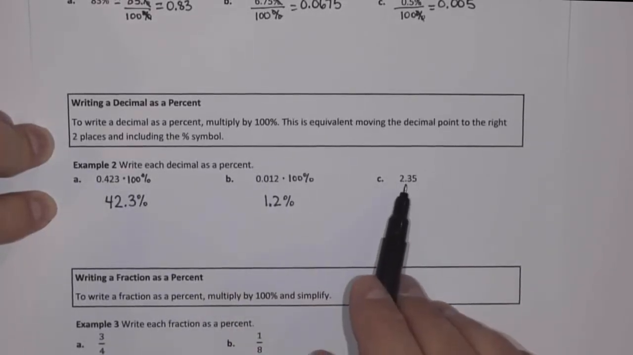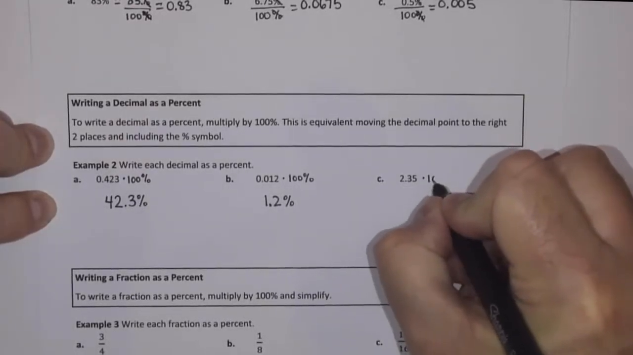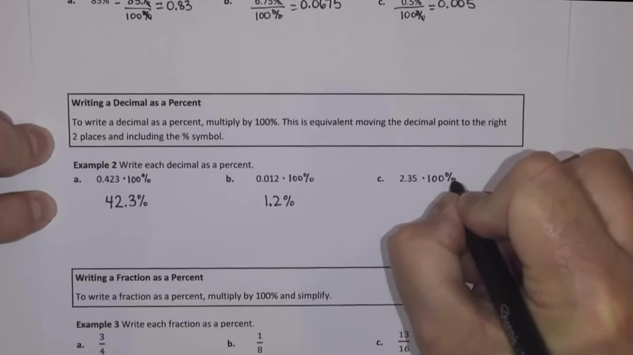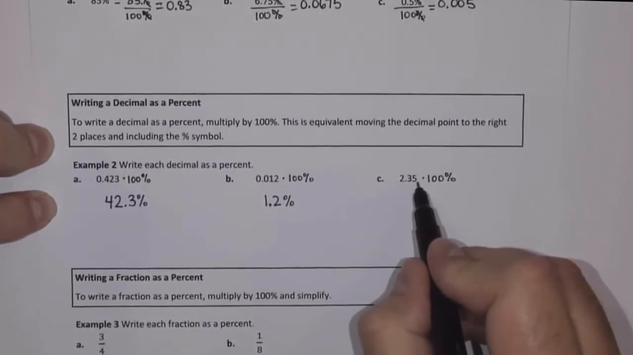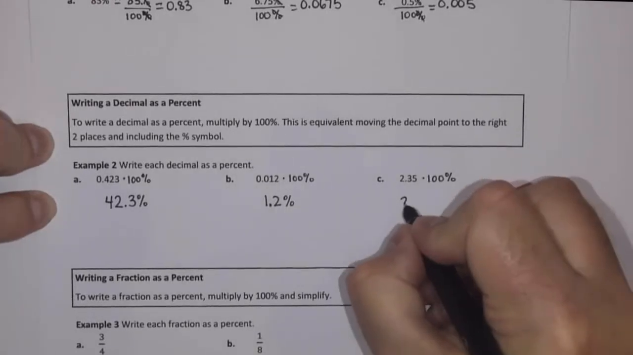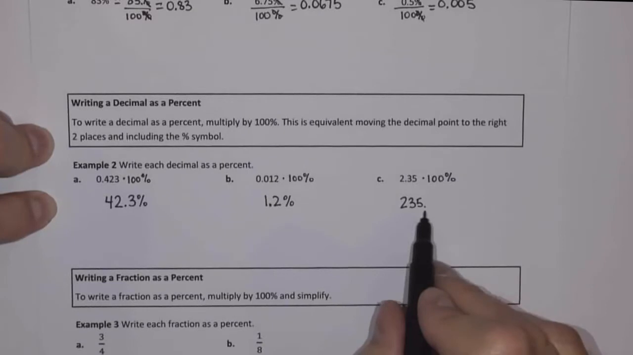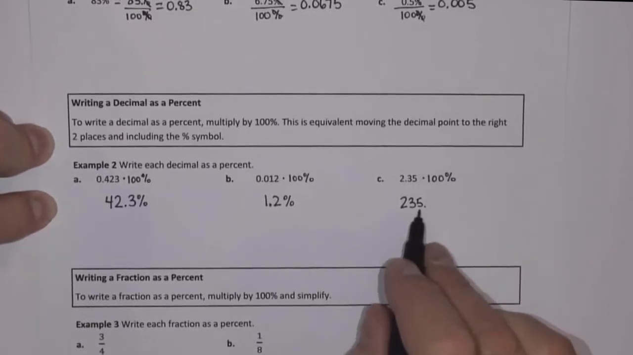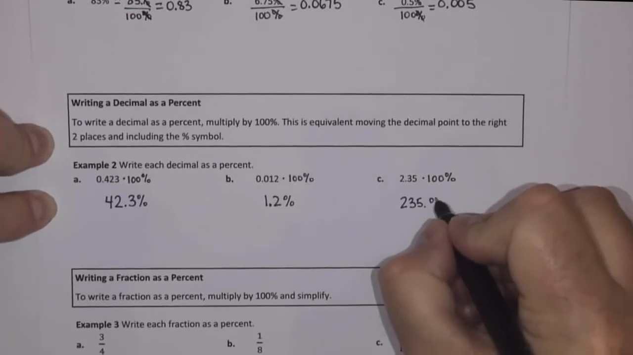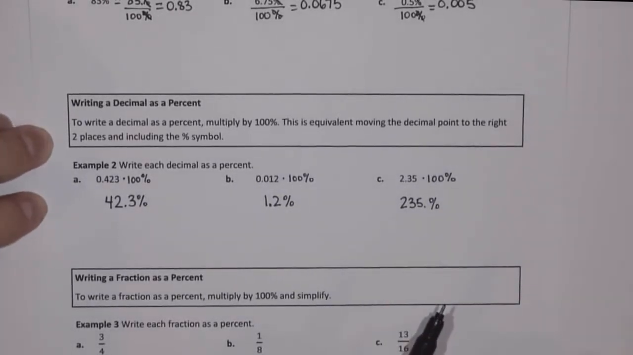Last but not least, 2.35, changing that to a percent. So I'm going to multiply by 100%. Multiplying by 100 is going to move the decimal point 2 places to the right. So that's going to be 235, and the decimal point then would technically be behind the 5. Usually we don't write it when it comes at the end, percent. So 2.35 is the same as 235%.